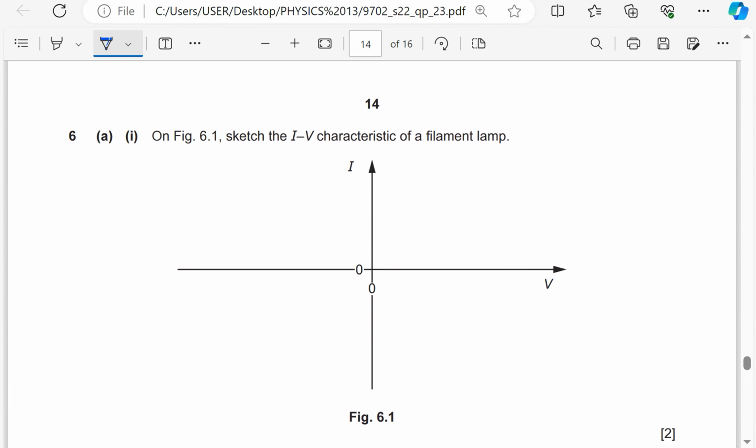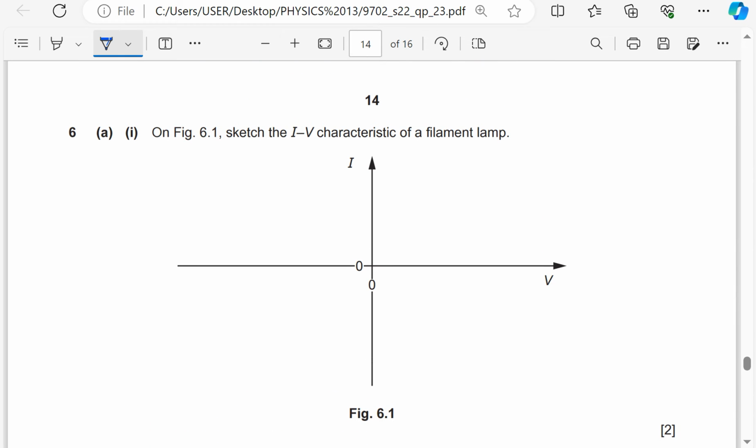Okay. Question 6, I think, is electricity. On the figure, sketch the IV characteristic of a filament lamp. Of course, I think this is where many of us make mistakes. So I'll just show you how this should look. I think this is not good enough, because it would appear as if it is a straight line at the center. Let me use a ruler first.